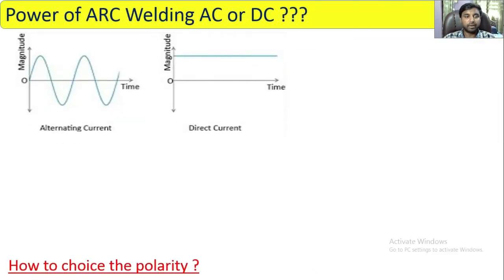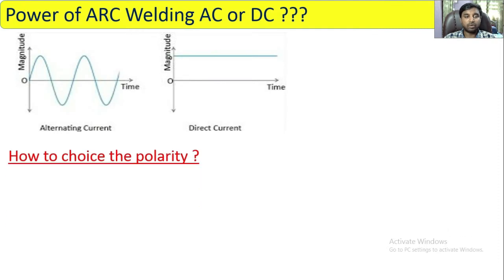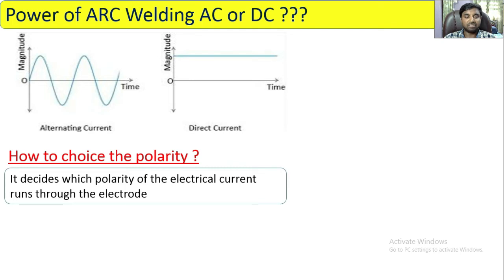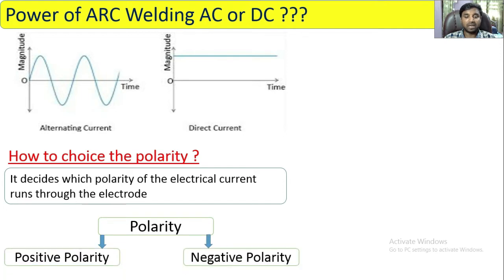Next we will see how to choose the polarity. You have to choose the polarity. How? This is very important. It decides which polarity of the electrical current runs through the electrode. Which current runs in the electrode, that is the polarity. This is simple. Now we know there are two types of polarity, one is positive polarity and the other is negative polarity. So we'll discuss them one by one.